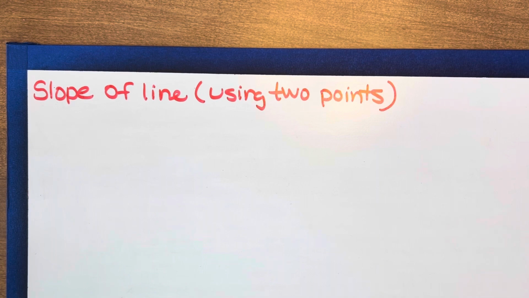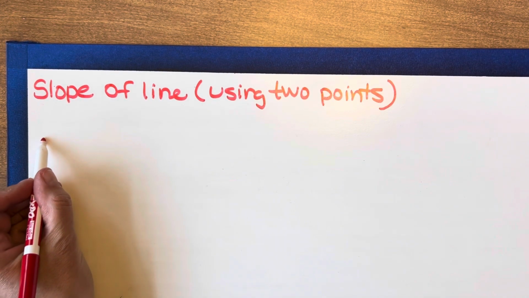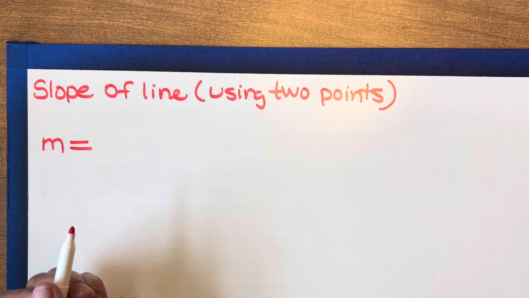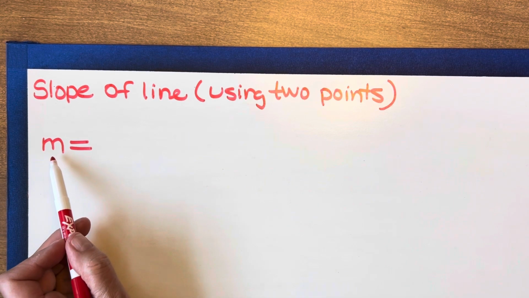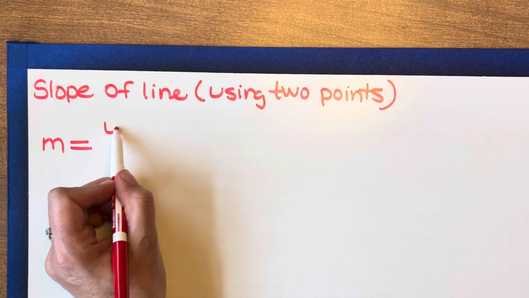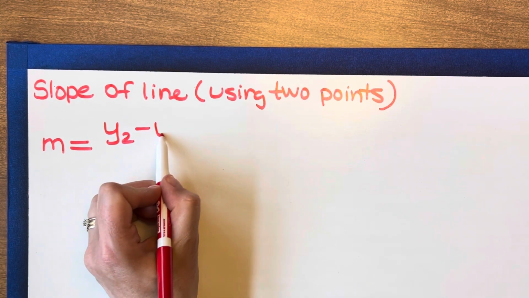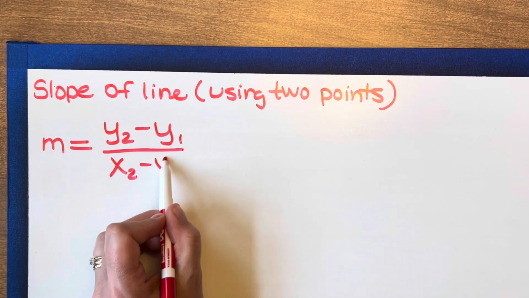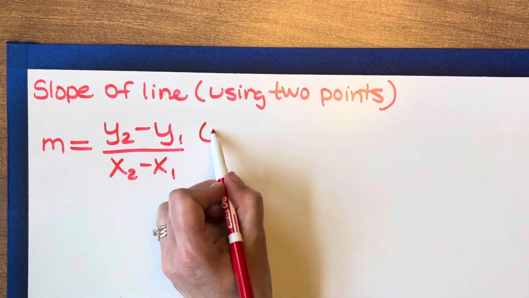Today's topic is how to find the slope of a line if you are using two given points. So let's recall first what the equation is for finding the slope of a line using 2 points. A lowercase m represents the value for slope, and the formula is y2 minus y1 over x2 minus x1.